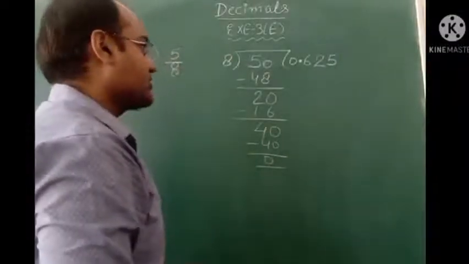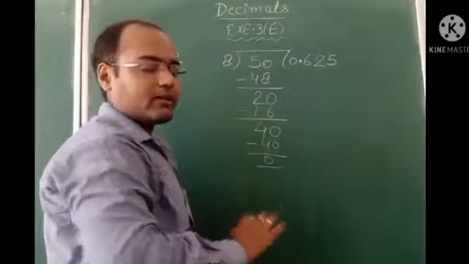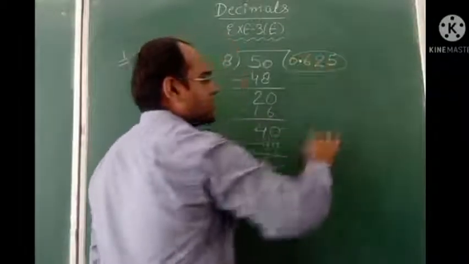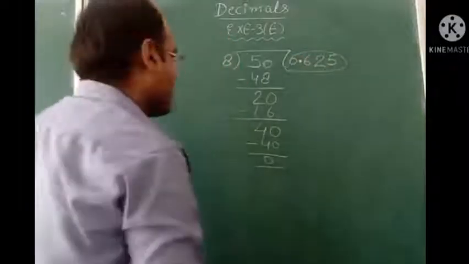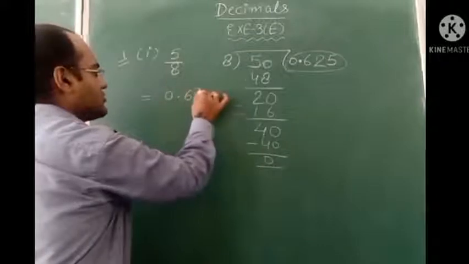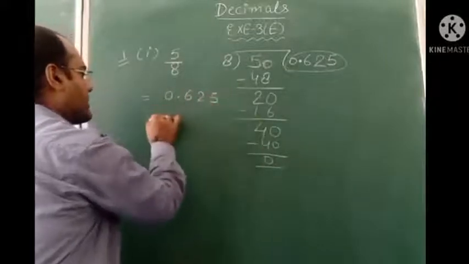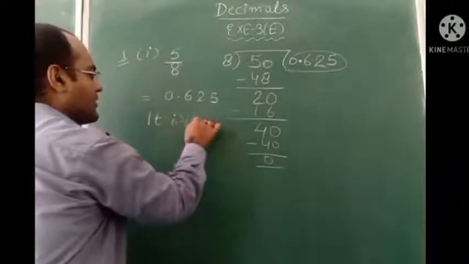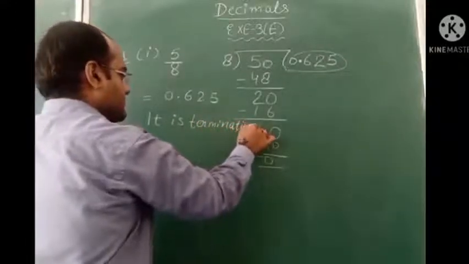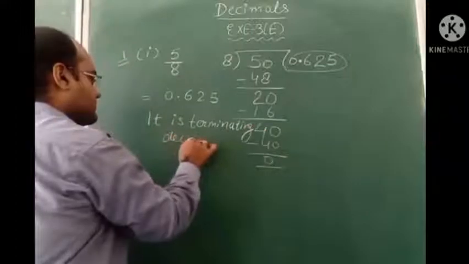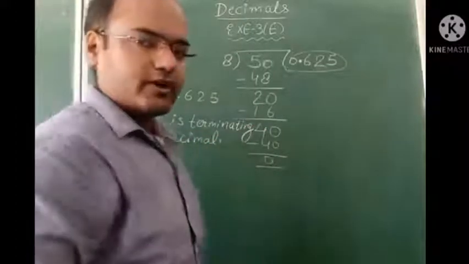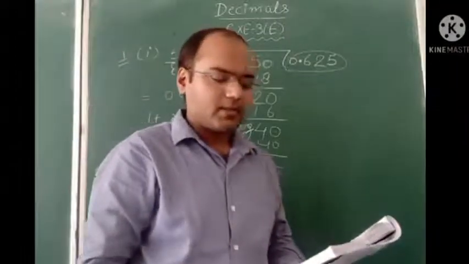So such division in which we are getting remainder 0, such decimal numbers are known as terminating decimal. So you have to write answer of 5 upon 8 is 0.625, and after that you have to write it is terminating decimal. So like this you have to do part number first. Now see another part number third.